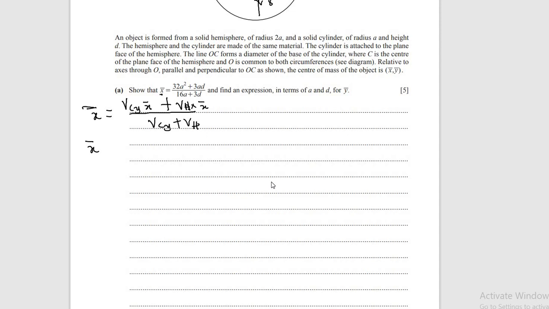Now, what's the volume of the cylinder? It is pi r squared h. In this case, the radius of the cylinder is a, and the height is h. Pi r squared h.